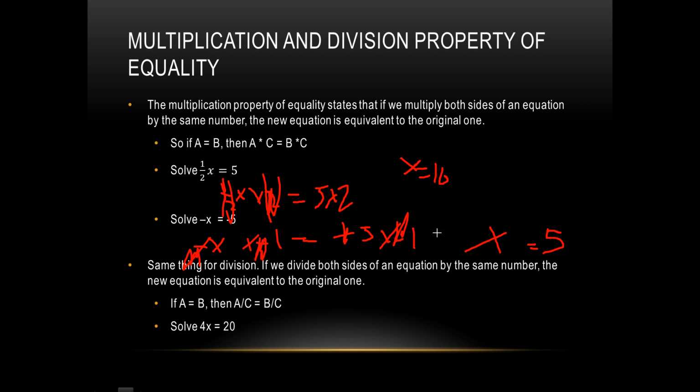The same thing for division. If we divide both sides of an equation by the same number, the new equation is equivalent to the original one. So if a equals b, then a divided by c is equal to b divided by c. So let's solve 4x equals 20. We can divide both sides by 4. So 4x divided by 4 is equal to 20 divided by 4. 4x divided by 4 is just x, because the 4's cancel out, and 20 divided by 4 is equal to 5, so it becomes x equals 5.